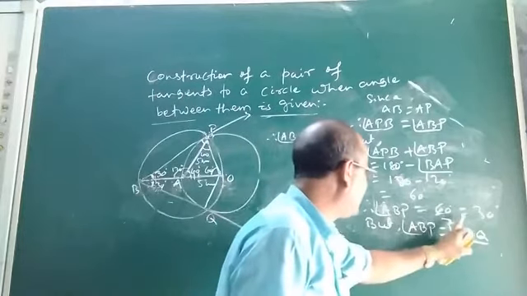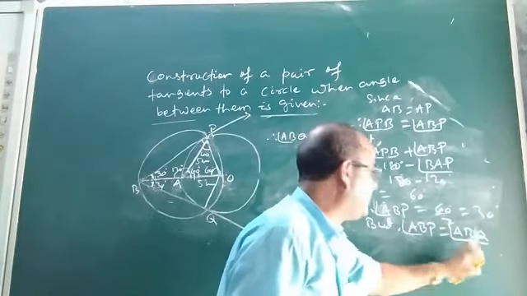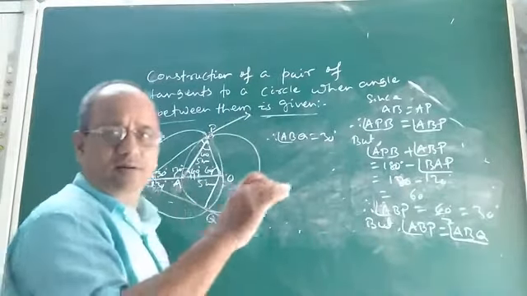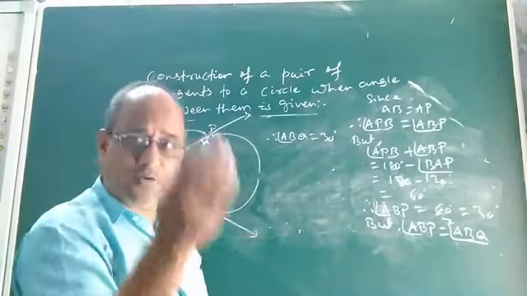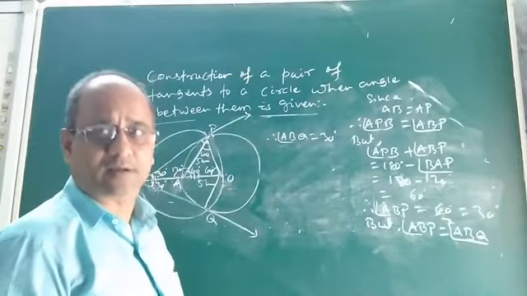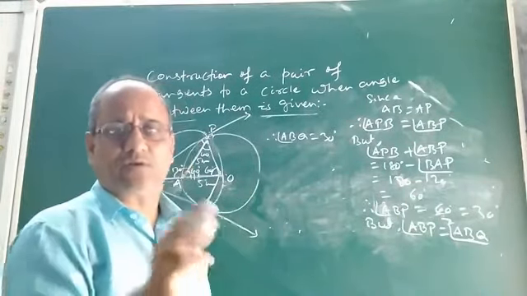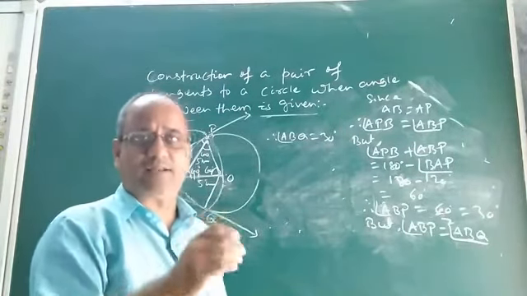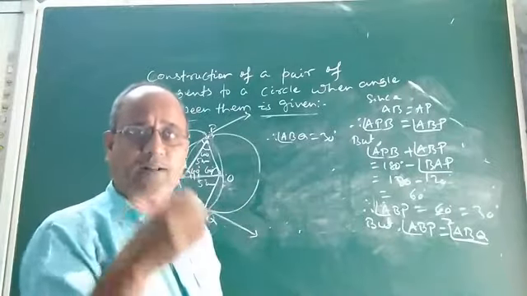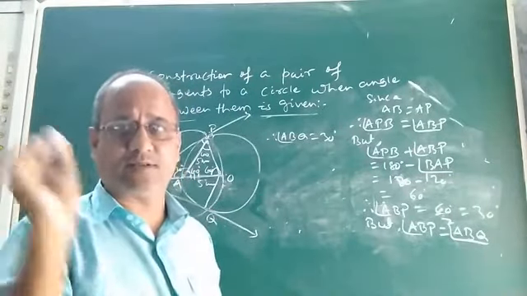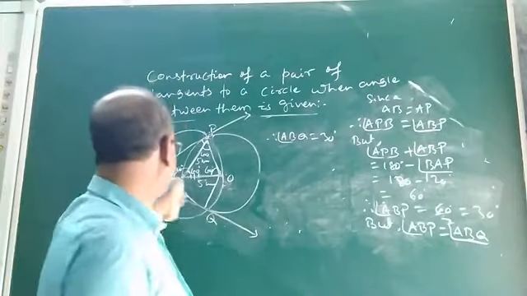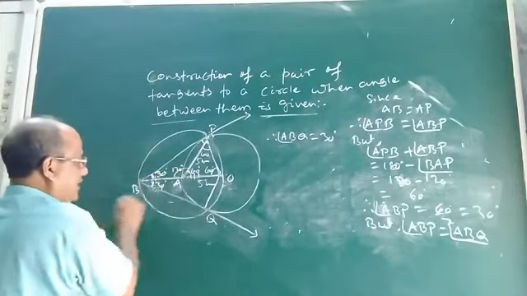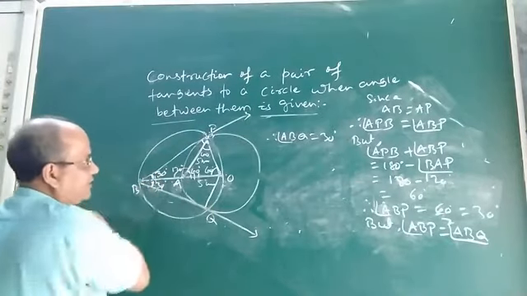Angle ABP is 30 degree, but angle ABP and angle ABQ are equal. Because the two tangents drawn from an external point to a circle are equally inclined. It is taught in the chapter circle. The theorem has already been proved in the chapter circle. So no doubt, angle ABP will be equal to angle ABQ. So if angle ABP is 30 degree, angle ABQ will be 30 degree.